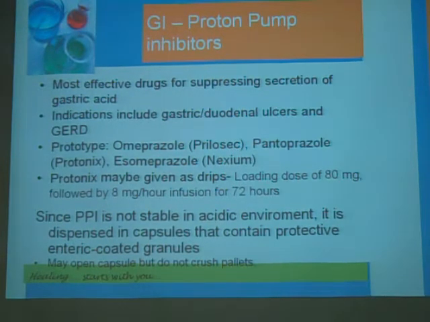So if you ever have a patient that cannot swallow a pill, you could open it up, just don't crush the little pellets inside. But now it comes in a powder form that could be mixed into a liquid form, so that's easier. So, any question on this group of proton pump inhibitors?